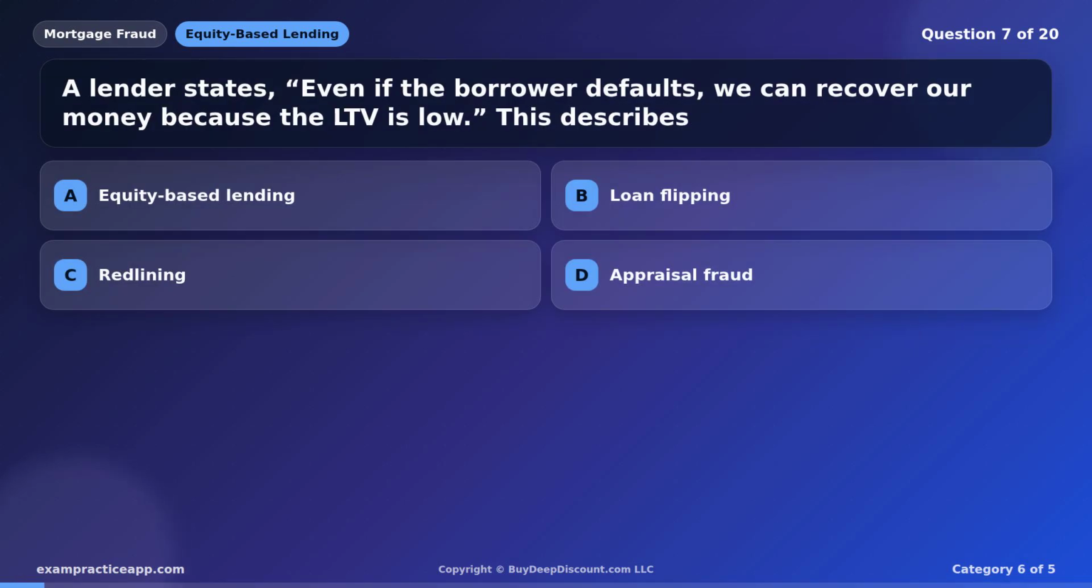Question 7. A lender states, even if the borrower defaults, we can recover our money because the LTV is low. This describes option A, equity-based lending, option B, loan flipping, option C, redlining, option D, appraisal fraud. Take a moment to choose your answer. The correct answer is option A, equity-based lending. Explanation. This reflects approving based on equity cushion rather than repayment ability.